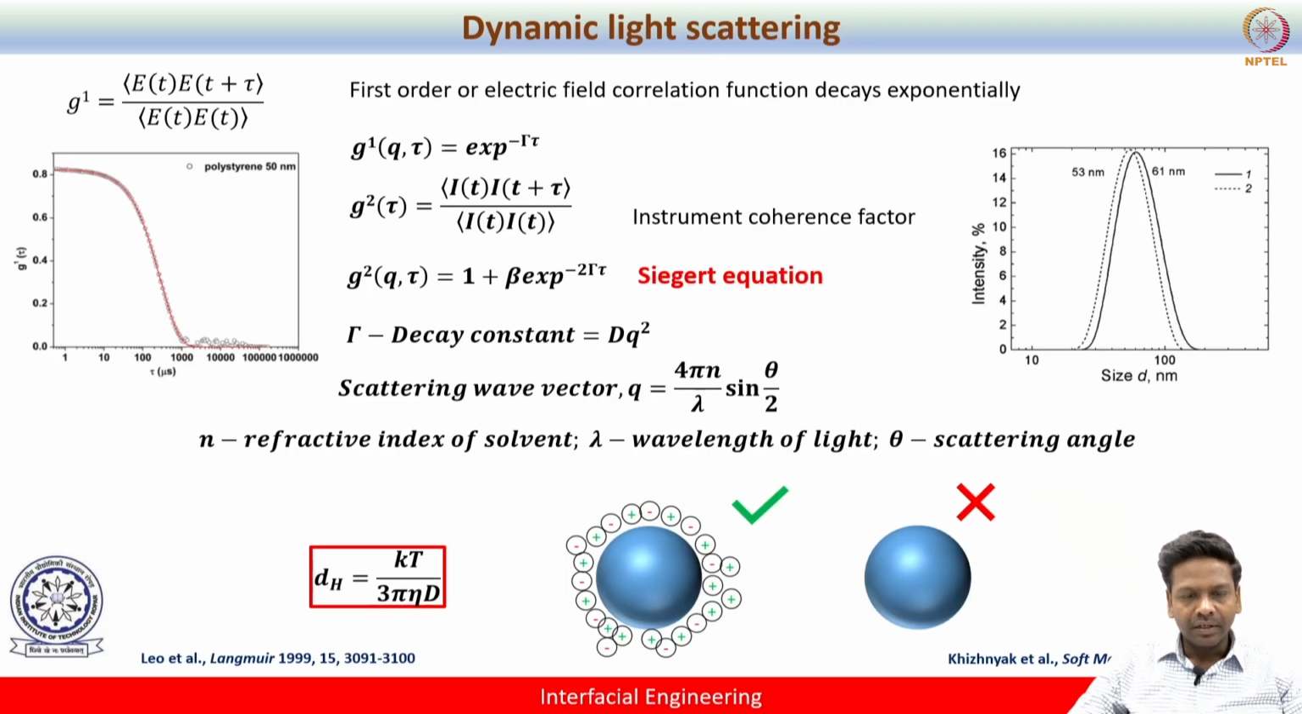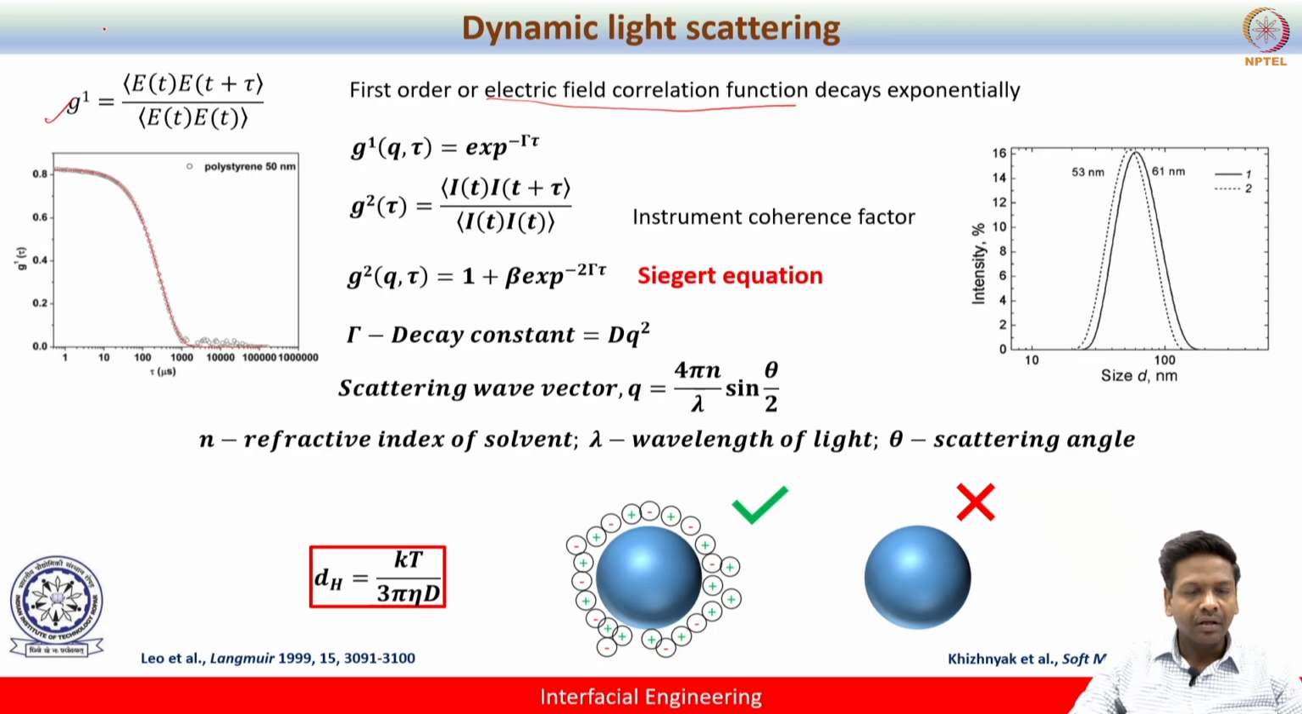So the important part of dynamic light scattering is how we calculate the decay constant. Once you know how it is determined, it is easy to understand the principle. Basically there is something called G superscript 1. This is nothing but the electric field correlation function, and that is given here.